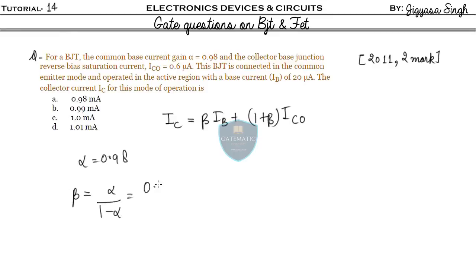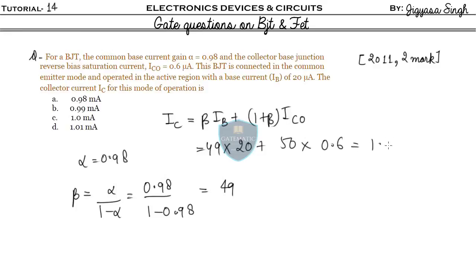So I am putting it like this. Solve it before me. Solve this question and put the value. This will be 49, and I'm putting the value over here. This will be 49, this will be 20. This will be 50. ICO is 0.6. Is your answer 1.01 milliampere? Congratulations, you are my favorite student.